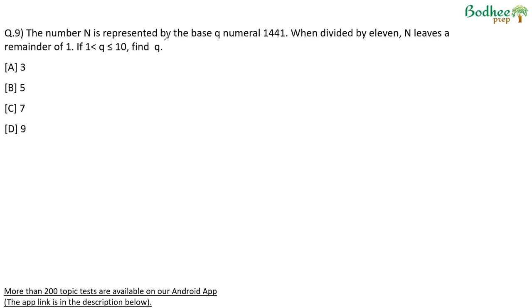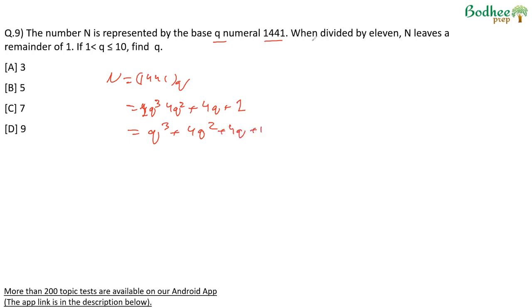The number n is represented by the base q numeral 1441. So n essentially is 1441 to the base q. When divided by 11, n leaves a remainder of 1. So the value of n can be written as 1 plus 4 into q plus 4 into q square plus 1 into q cube. So basically n in decimal form will be q cube plus 4q square plus 4q plus 1. This when divided by 11 leaves a remainder of 1.